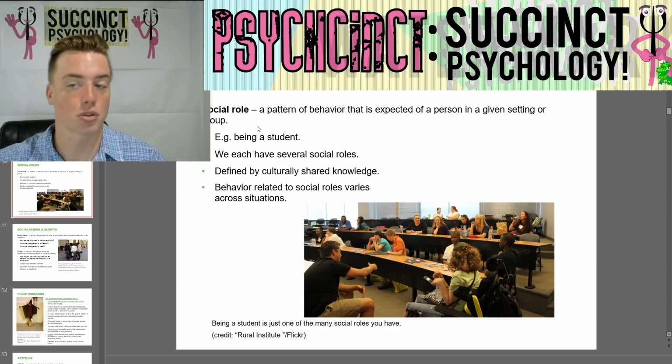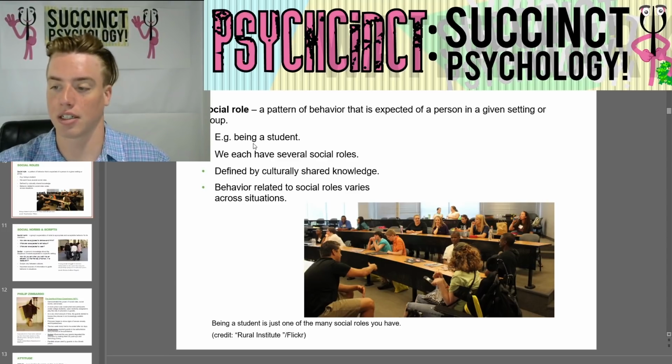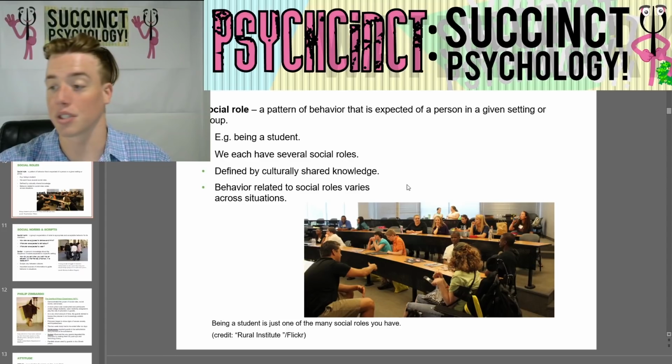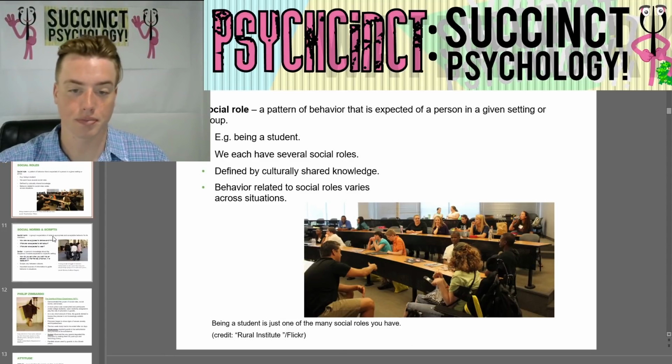Social roles. A social role is a pattern of behavior that is expected of a person in a given setting or group. Example, being a student. We each have several social roles defined by culturally shared knowledge, and behavior related to social roles varies across situations. So being a student is just one of the many social roles you have.